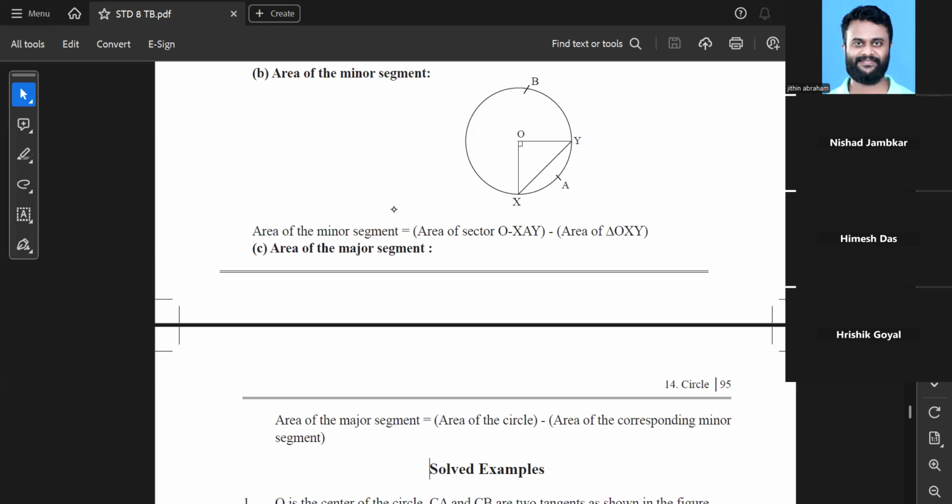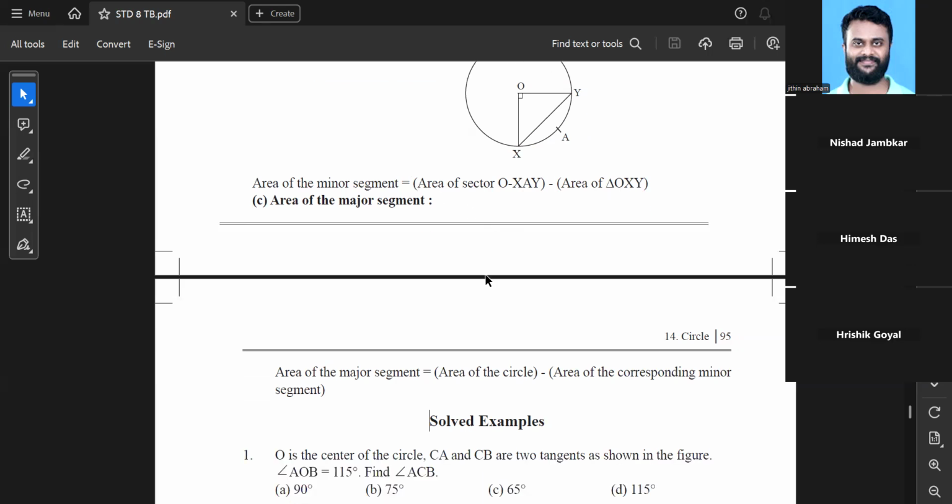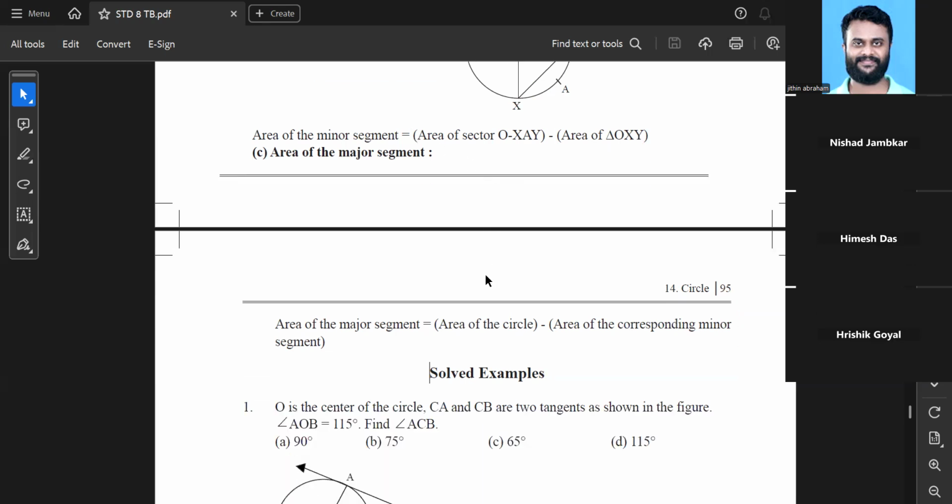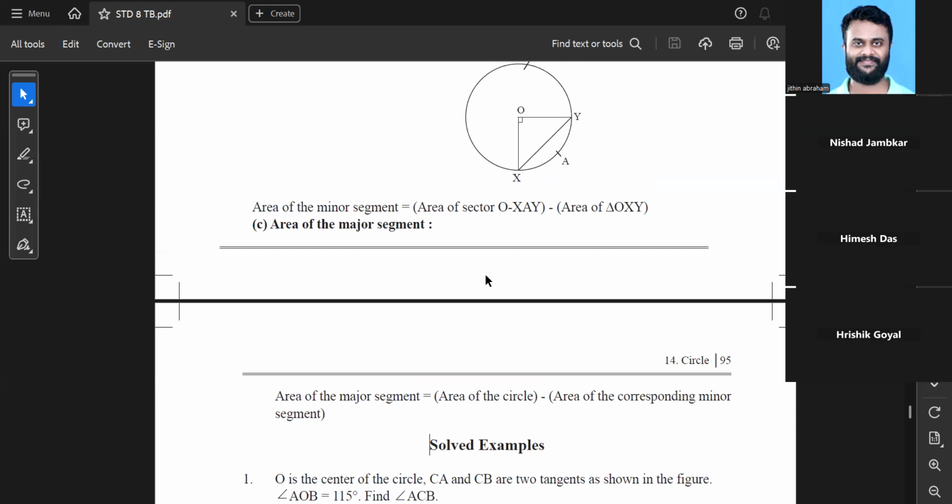Is this clear? Sir, I have a doubt. Can we directly find the area of the major segment without finding the area of the minor segment? You're asking, can we directly find? Not at your level. It is not that easy.